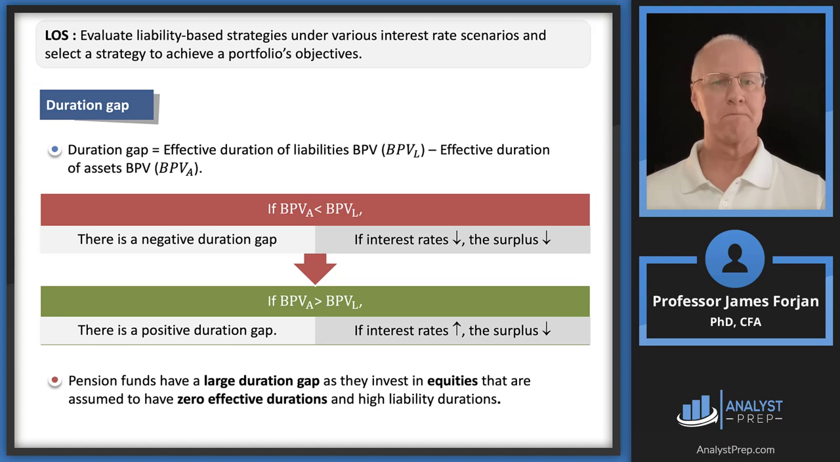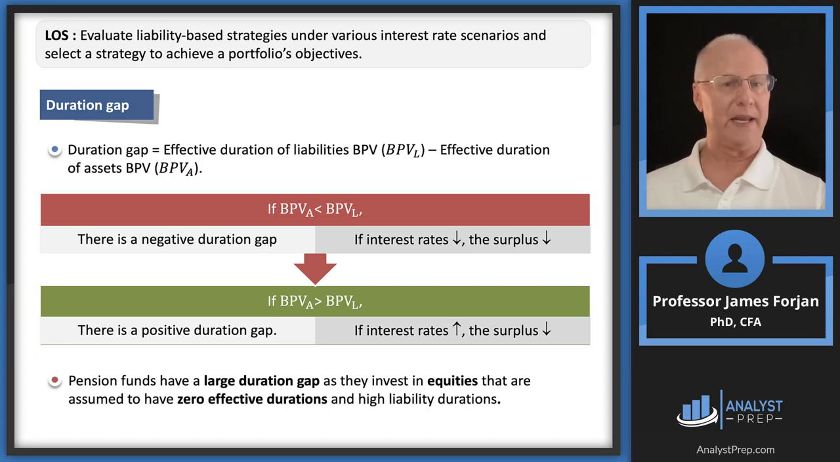Now, here is the measure of the difference between what's going on the right and left-hand sides of the balance sheet. This is called a duration gap. So look at the red and green. If that basis point value of the assets is less than the basis point value of the liabilities, we're going to call that a negative duration gap.